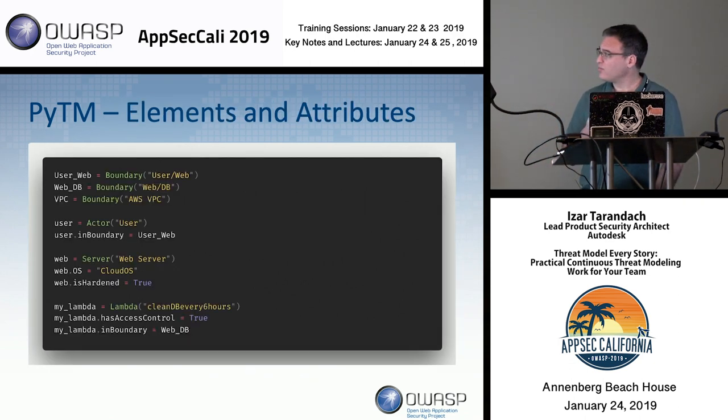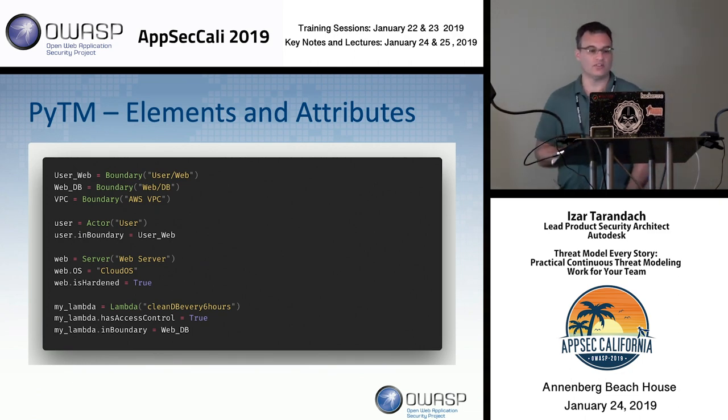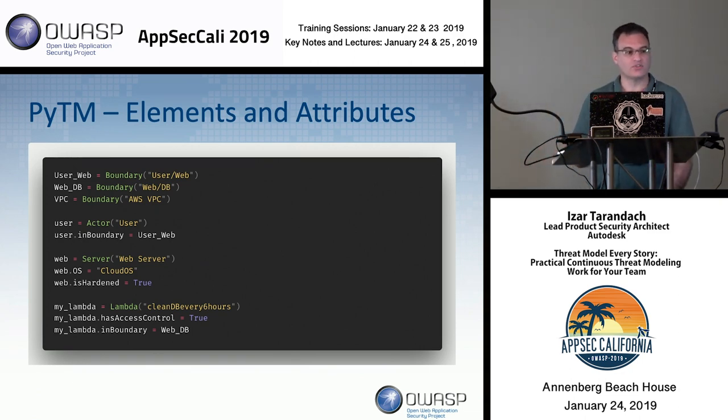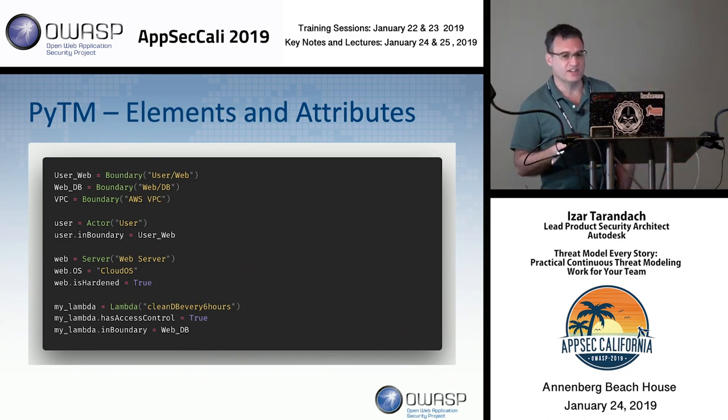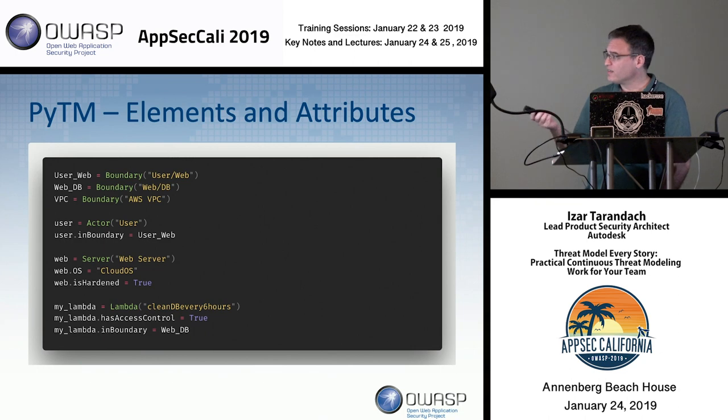So using those elements that you imported, you are going to create instances and annotate those instances using characteristics like, is this server hardened? Yes. What's the operating system that's running there? Or this Lambda, does it have access control? Yes. Is it inside some specific trust boundary? Yes. So this is just a snapshot of the sample threat model that we have in the repository. The whole thing is something like four times this. So not a lot of code needed.